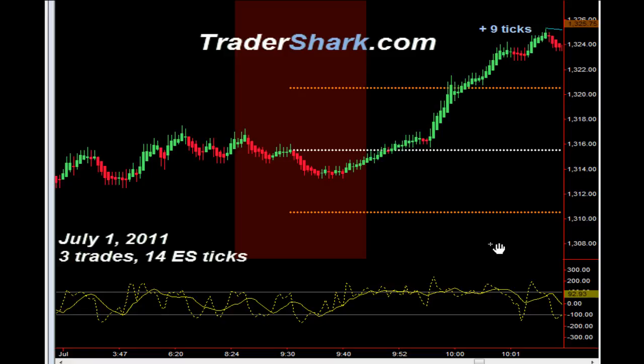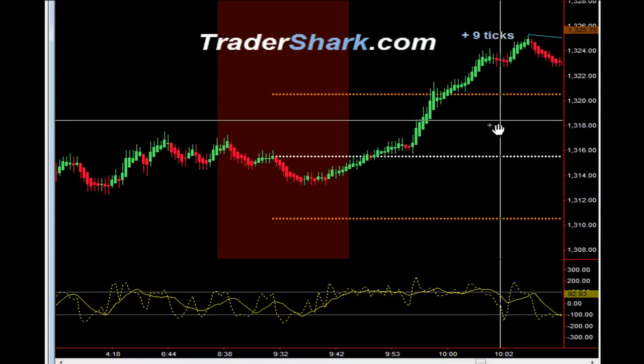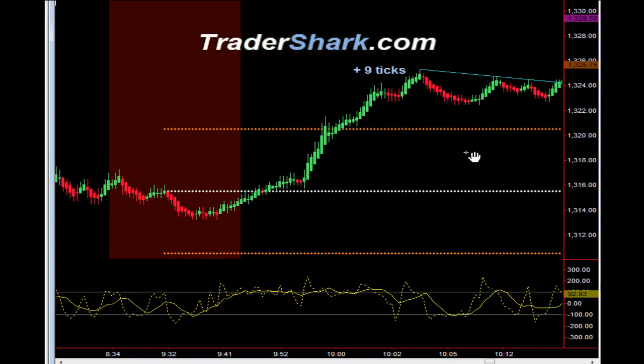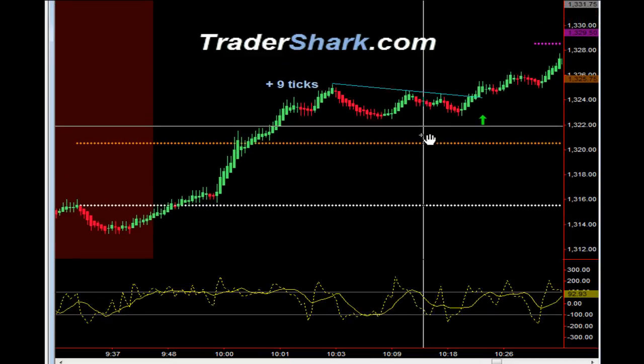Market opened up at 1315.75. We don't usually trade the first 15 minutes of the day, from 9:30 until 9:45 Eastern Standard Time. Opening price is represented by this white dotted line. Market initially took a dip, came back up, went through opening price, pulled back for an entry at the open for a total of 9 ticks. Target 1 and target 2 were hit. The orange lines are the Globex range high and range low.